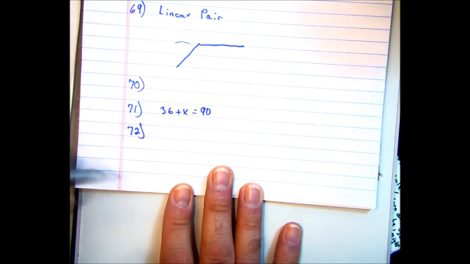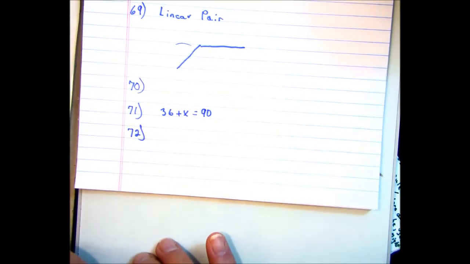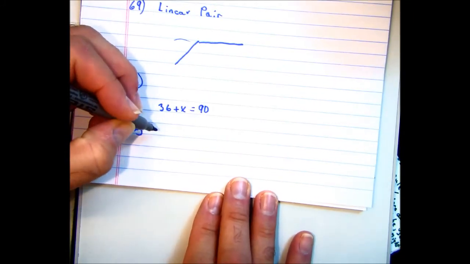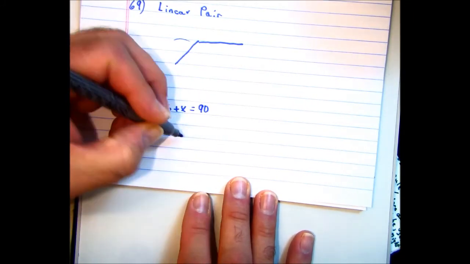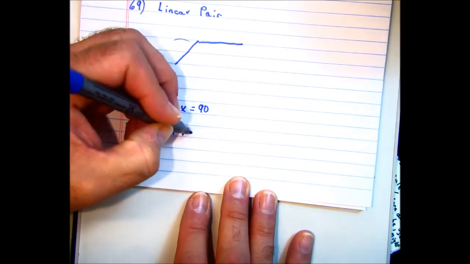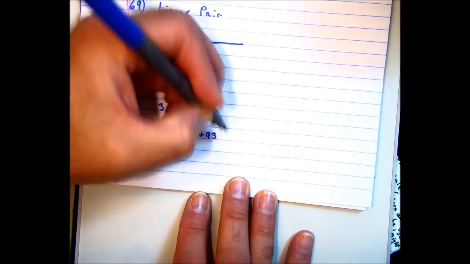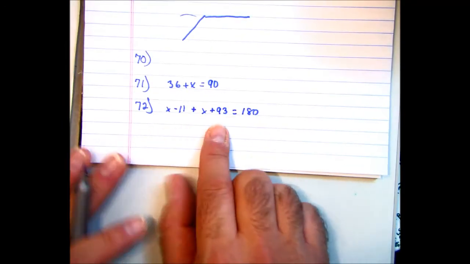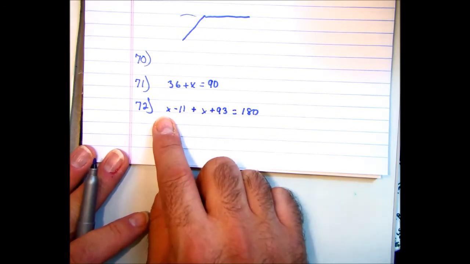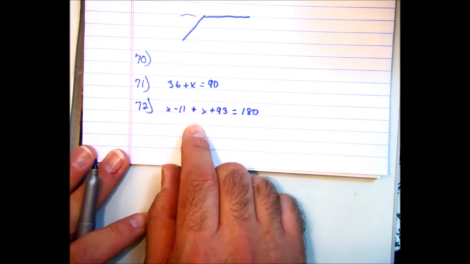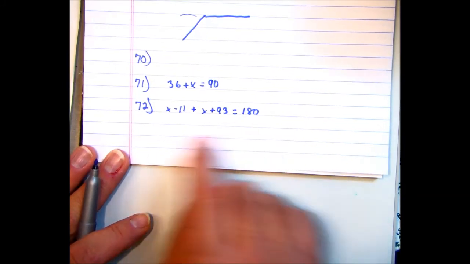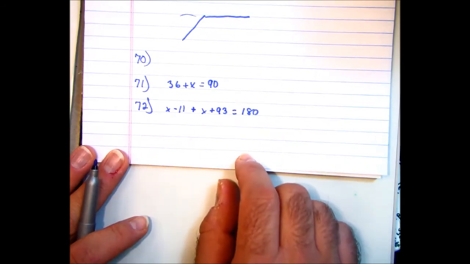Okay, 72. 72 says 1 and 2 are supplementary angles, which means they add up to 180. And so that means they give you the measurements for angle 1 as x minus 11, and angle 2 as x plus 93, equals 180. And then this is where you do your algebra. So you add like terms, you end up with 2x plus 82 equals 180. And then you would subtract 82 from both sides, and then you would divide by 2.